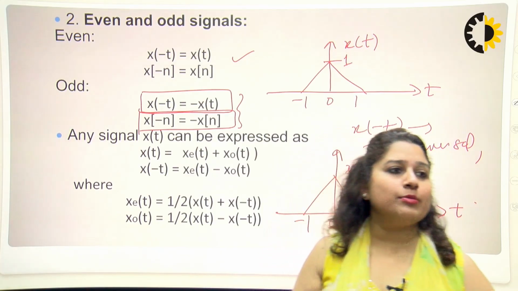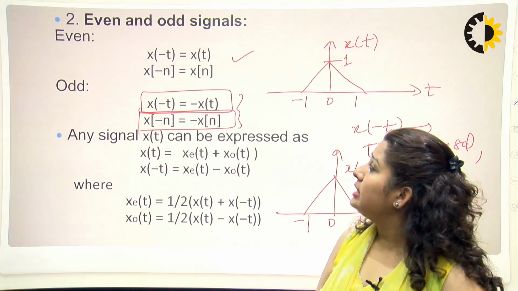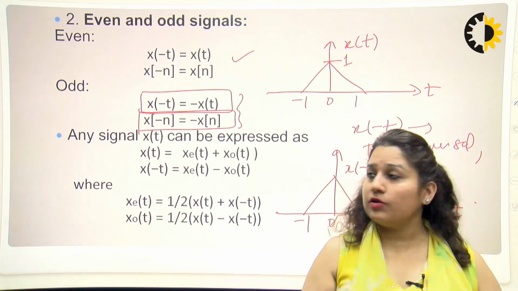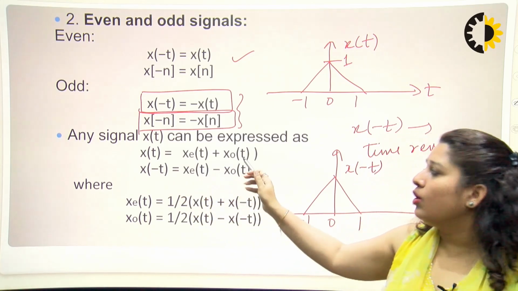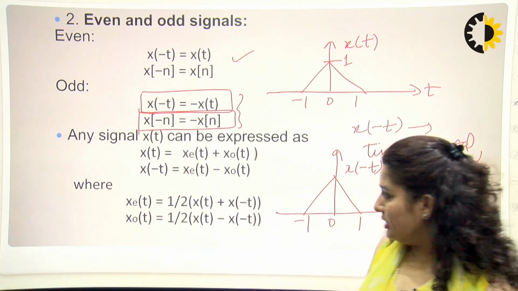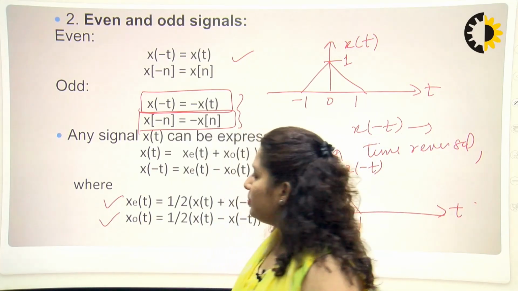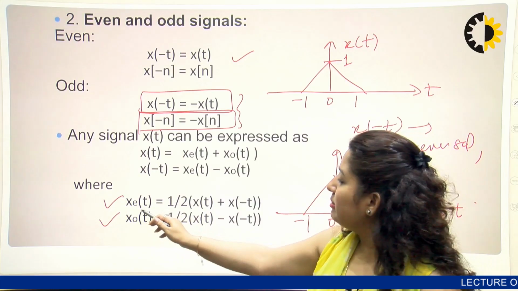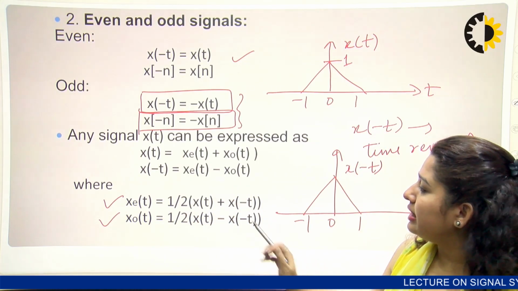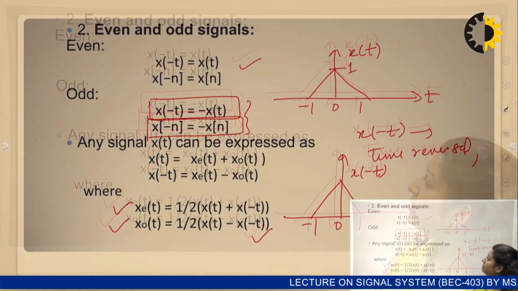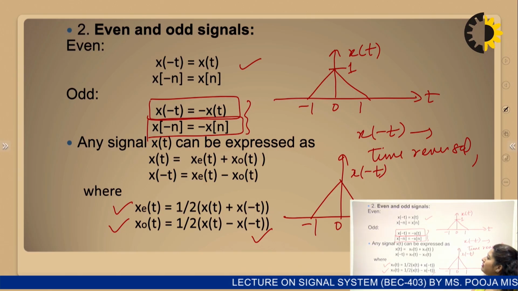Any signal x(t) can be expressed as a combination of both these signals, that is, even and odd signals. So x(t) can be represented as xe(t) plus xo(t). Similarly, x(-t) can be represented as xe(t) minus xo(t), since obviously xo(-t) is minus xo(t), and thus we can obtain two equations here. The first one is for the even component of the signal, and the second one is for the odd component. The even component can be found by x(t) plus x(-t) divided by 2, and similarly the odd component can be found by x(t) minus x(-t) divided by 2. In this way you can solve various questions based on even and odd signals.